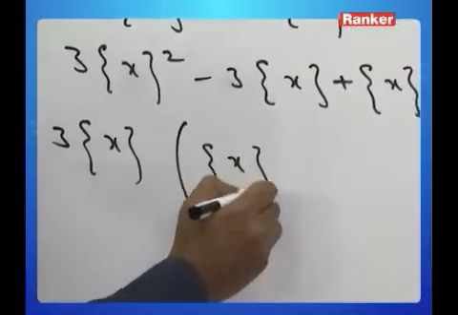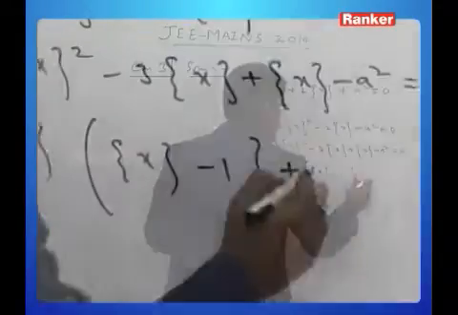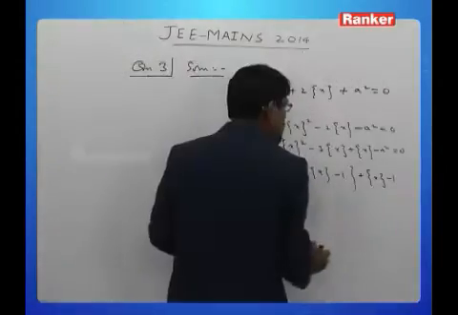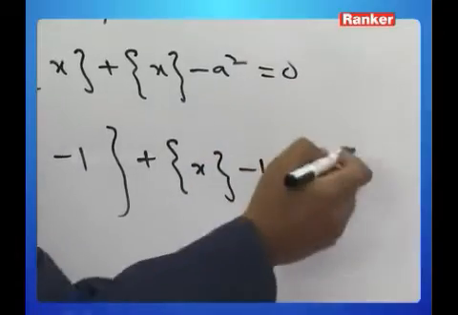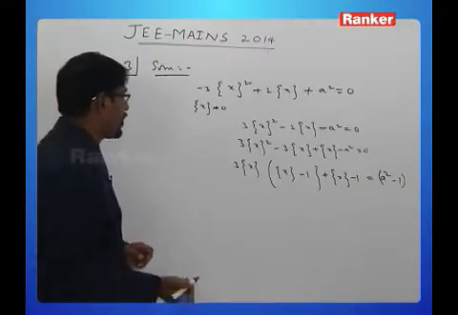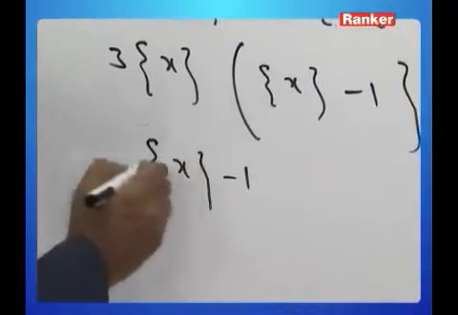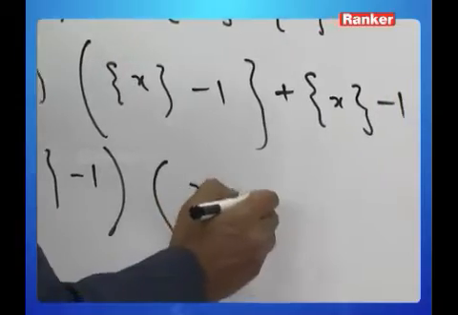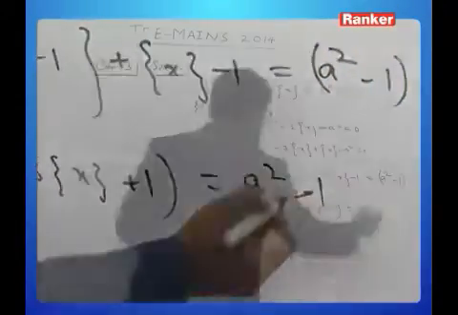fraction part of x minus 1, and we can write fraction part of x minus 1. I will introduce that minus 1 here and take that a square that side and write it as a square minus 1. So we can factorize this out as fraction part of x minus 1 into 3 into fraction part of x plus 1. That is equal to a square minus 1.